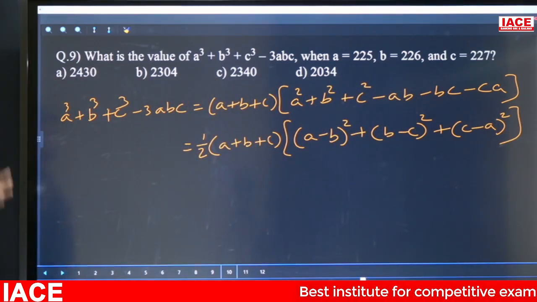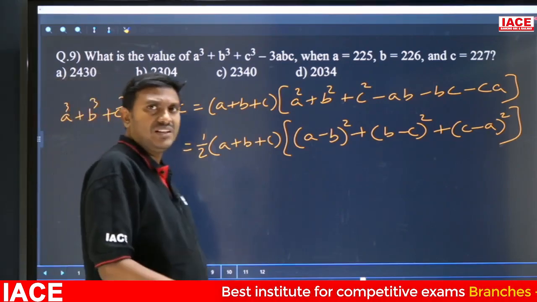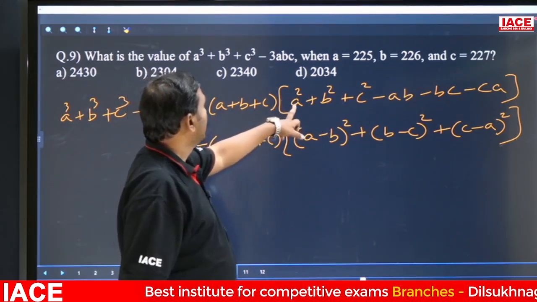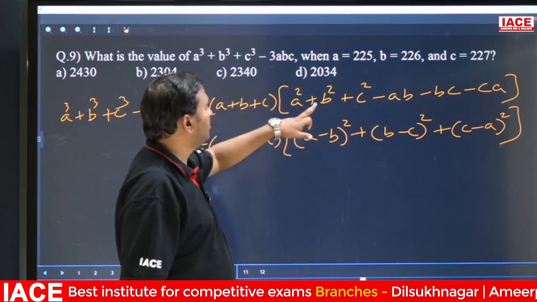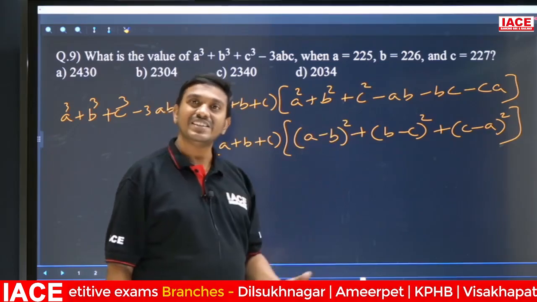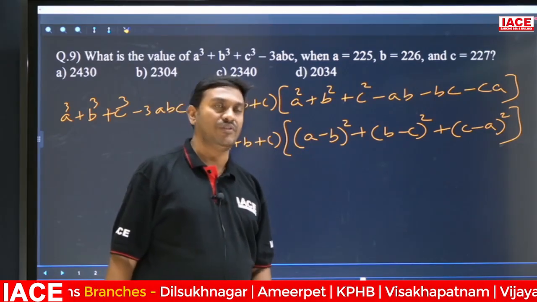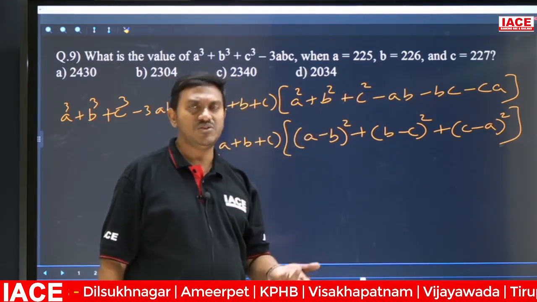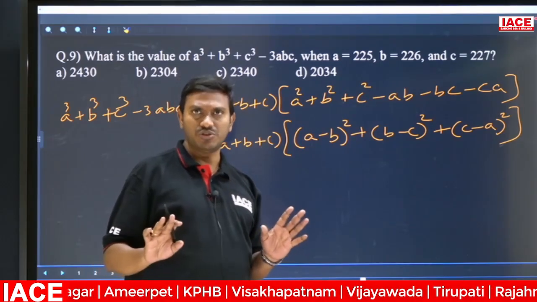Both formulas we can use, but which one is better that we have to use. So A square, 225 whole square, 226 whole square means it is a little bit difficult. Difference square is easy, right? That's why I am using second formula. Any formula we can use, but which is better that we have to choose, right?